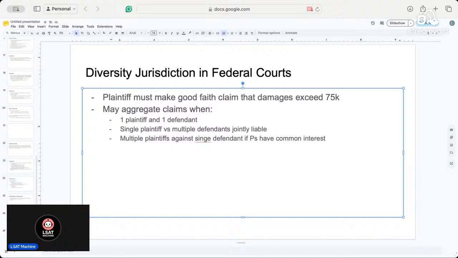Okay, let's talk about counterclaims. So it doesn't include counterclaims. And counterclaims are when someone sues you, so you sue them back, and then it just stays in the same case.